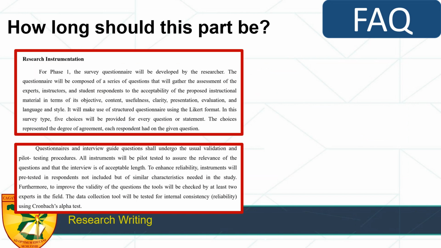So a frequently asked question here is how long should this part be? In my example, there is actually a phase 2 of this paper, so it has a total of 3 paragraphs. But this part, your research instrumentation, depends on how many instruments you will be using since you will be discussing each instrument that you will be using.